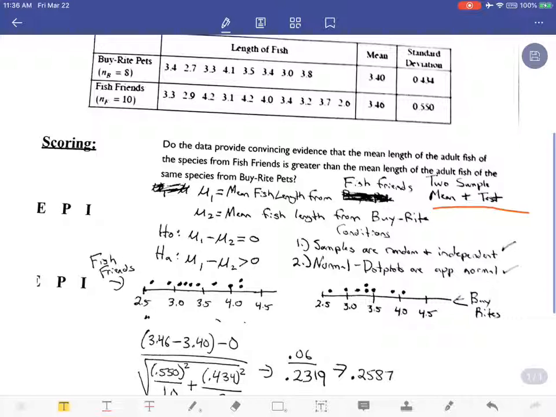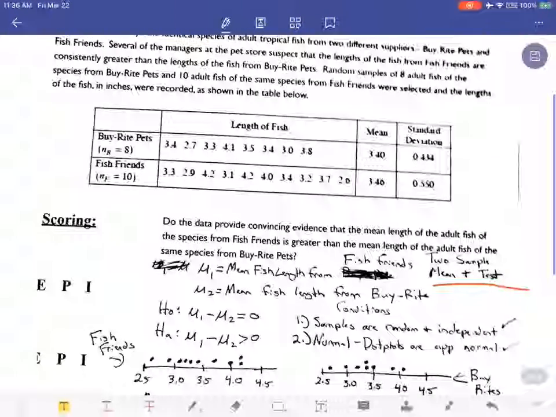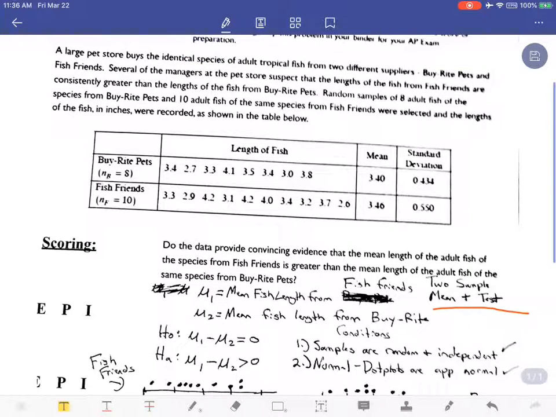Then next we have our conditions. Again, we're not doing the 10% condition. We just want to make sure our samples are random and independent. It tells us in the problem, so we check that one off. Number 2, we want to determine if it's normal. So since we're dealing with means, we have to look through the problem first. And if it tells us it's normally distributed, we can just write that down. It doesn't tell us that. And the second thing we want to look at is our sample size. Sample size has to be 30 or above to fulfill the central limit theorem.